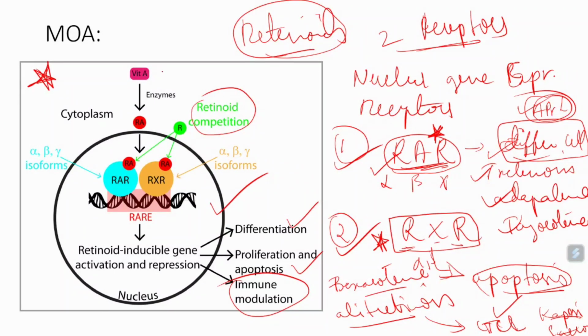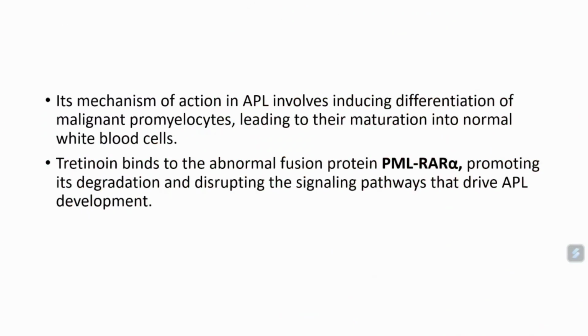I think you understood. Retinoids will act on these receptors. When the RAR receptor is activated, it causes differentiation of cell. When RXR is activated, it will cause cell apoptosis. Simple. Now I think the mechanism of retinoids is clear.